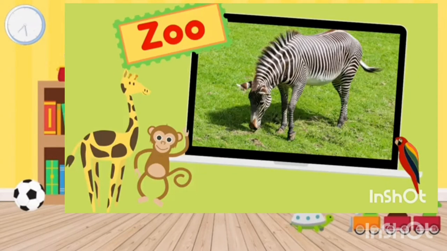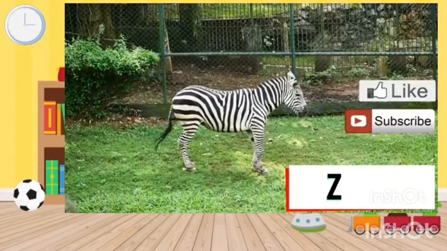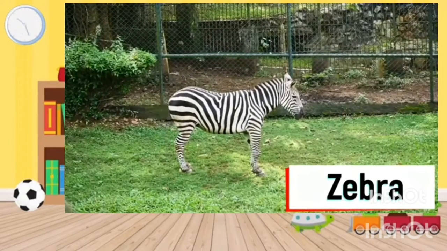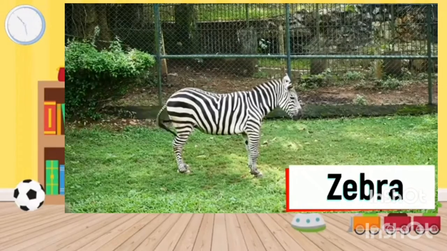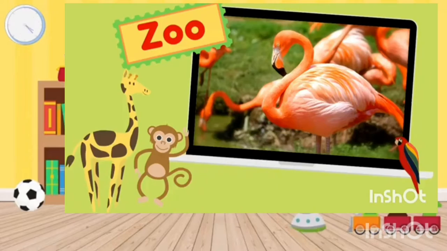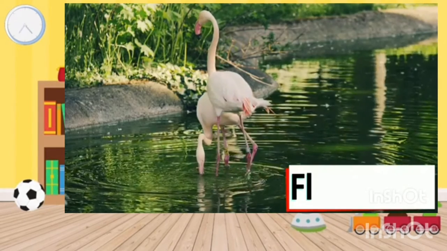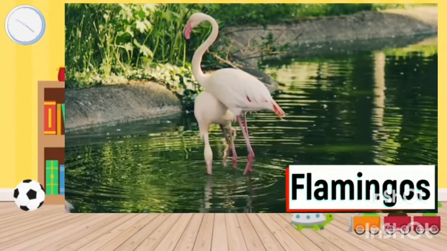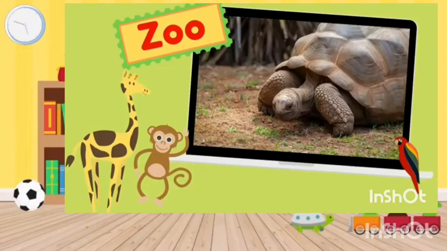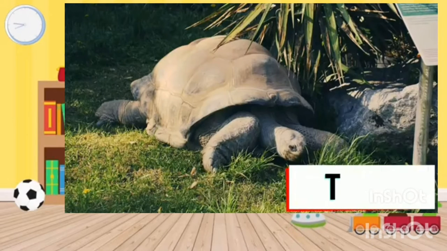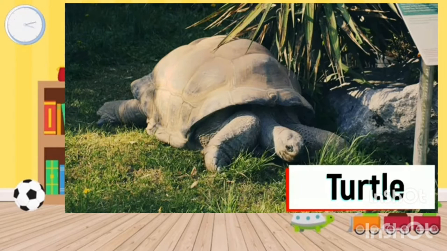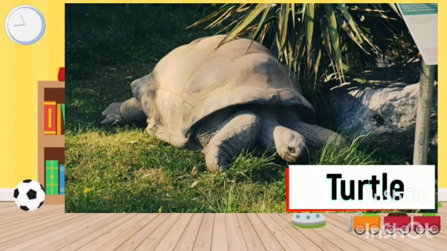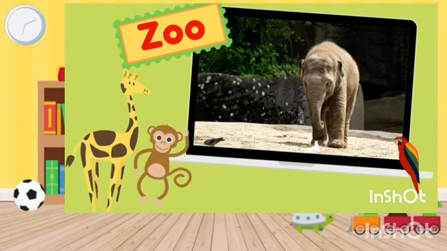Zebra. Z-E-B-R-A, zebra. Flamingos. F-L-A-M-I-N-G-O-S, flamingos. Turtle. T-U-R-T-L-E. Turtle. Elephant.